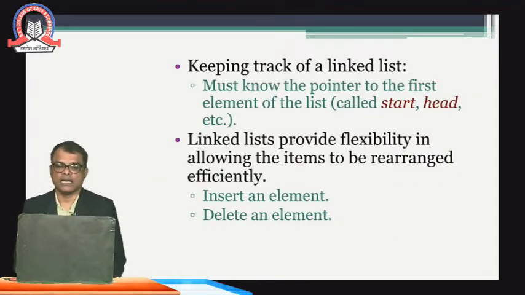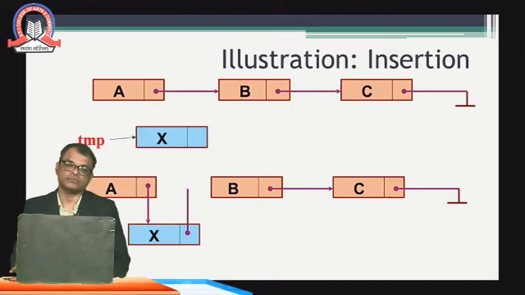To keep track of a linked list, we must know the pointer to the first element of the list, called start or head. So if you want to track the linked list, you should be aware of the starting. That pointer we can call a start or head. Linked list provides flexibility in allowing the items to rearrange efficiently, insert an element and delete an element. That is the main feature of a linked list. You can insert an element during the execution of program as well as delete an element during the execution of program. So first we will try to understand these things.